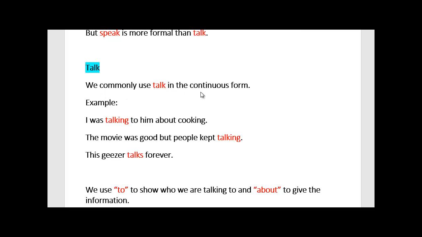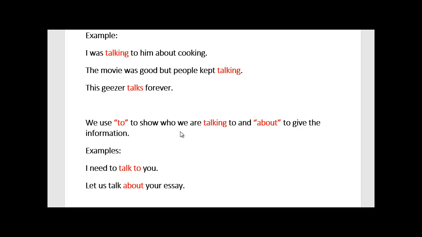We commonly use talk in the continuous form. So here's an example. I was talking to him about cooking. The movie was good, but people kept talking. And this geezer talks forever. So here's a continuity, and we're using here a past continuous. I was talking to him about cooking.